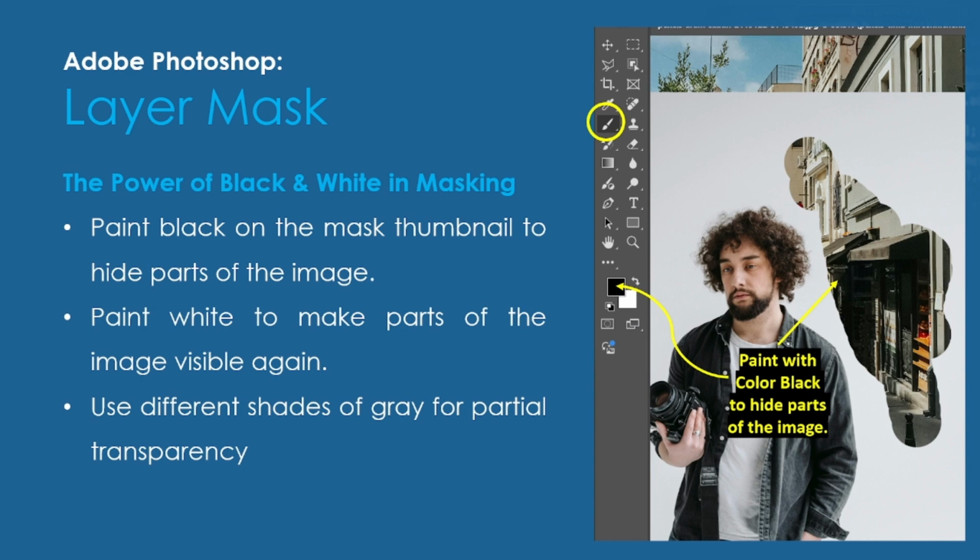So the power of black and white in masking. Paint black on the mask thumbnail to hide parts of an image, and then paint white to make parts of the image visible again. Use different shades of gray for partial transparency.